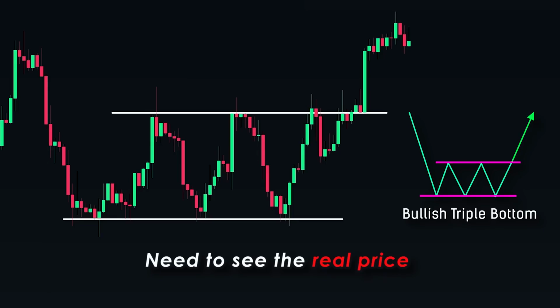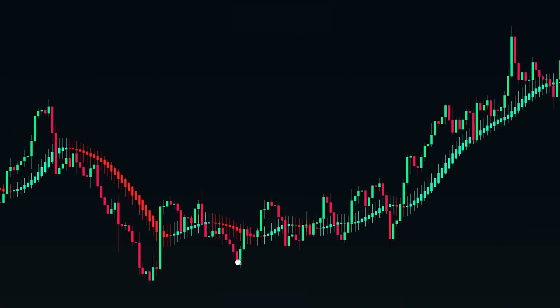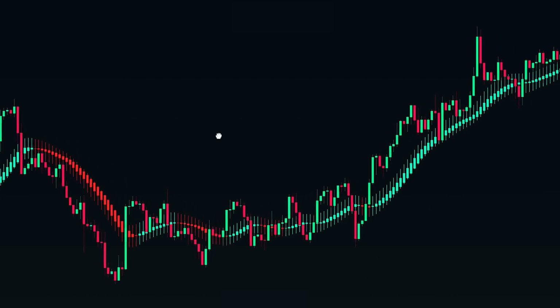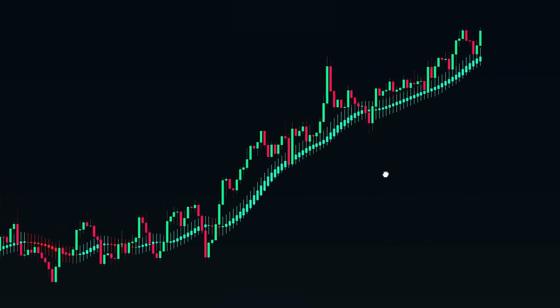So, to solve this underlying issue, a new indicator was created, and it's called Smooth Heiken Ashi. Unlike the classic Heiken Ashi, which fully transforms the candles on a price chart, the Smooth Heiken Ashi instead works as an overlay on a real chart. Meaning, traders are able to use the indicator's capabilities while still maintaining a clear view of the actual price movement.